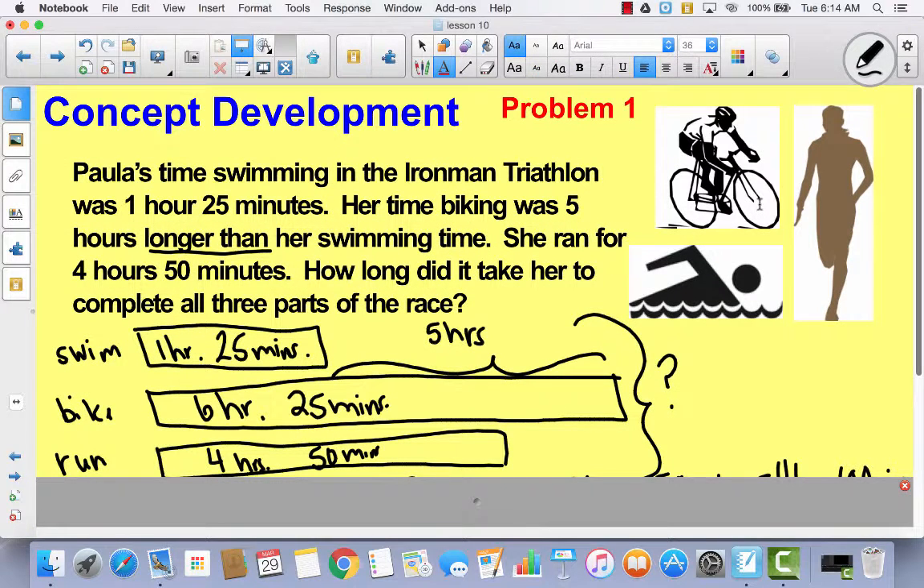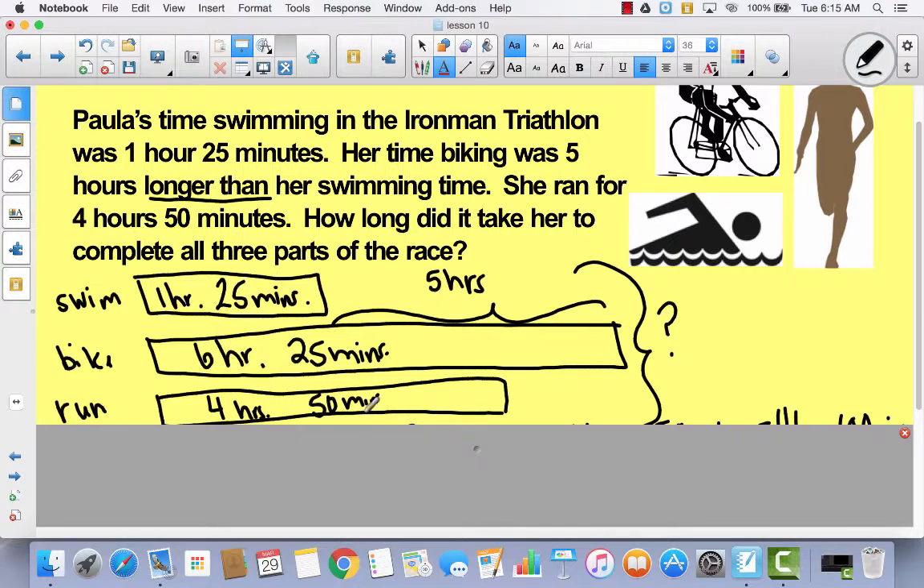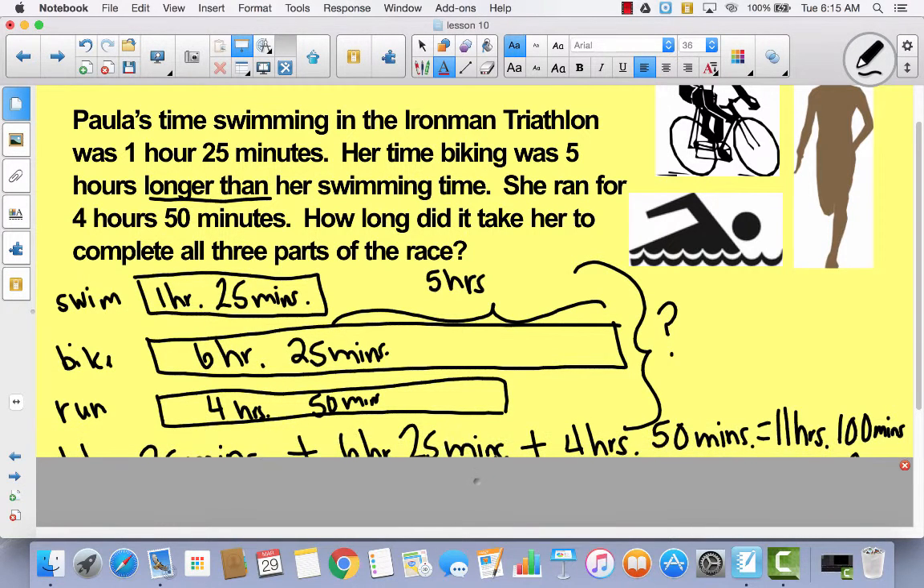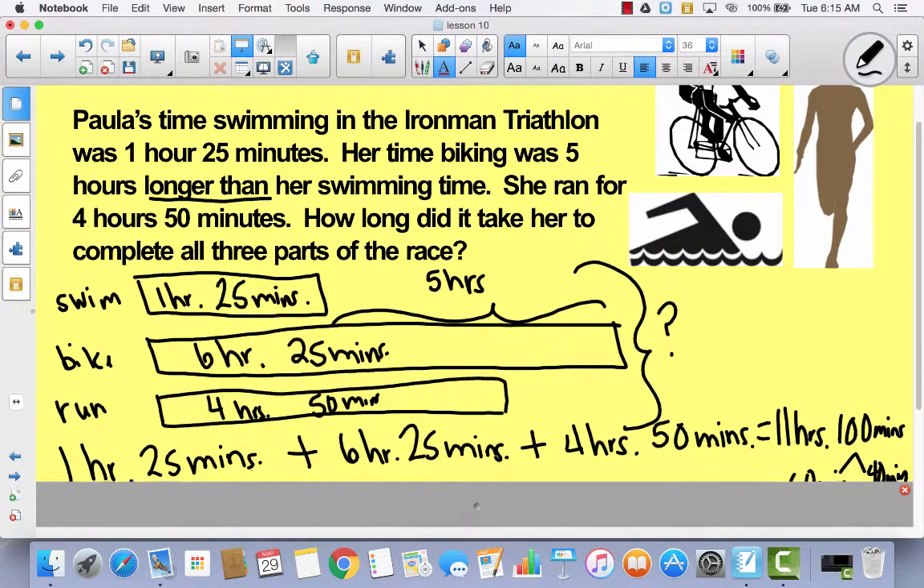Okay, so hopefully you solved this all by yourself. I'm just going to walk you through really quickly how I solved it. The first thing I did is I figured out that if she biked for 5 hours longer than she swam, then all I had to do was add 5 hours to 1 hour and 25 minutes, and that gave me 6 hours, 25 minutes. Then I decided, well, if I'm going to find a total, then I need to add. So I went ahead and wrote down this addition sentence. I added her swimming time, her biking time, and her running time.